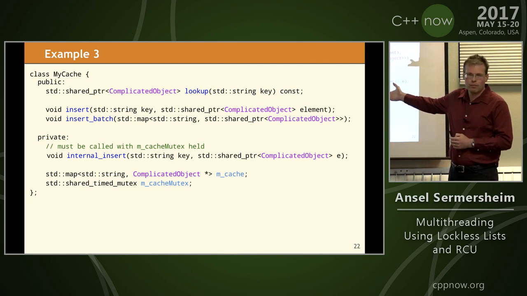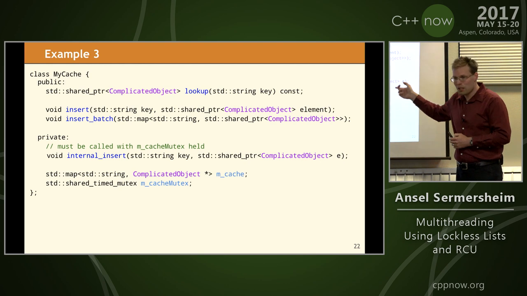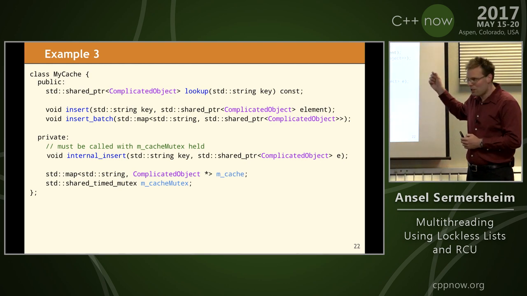And we have a comment. And we have a comment that must be observed. This particular method must be called with that mutex held. This is a semantically meaningful comment. The program will break if we do not observe what this comment is saying.